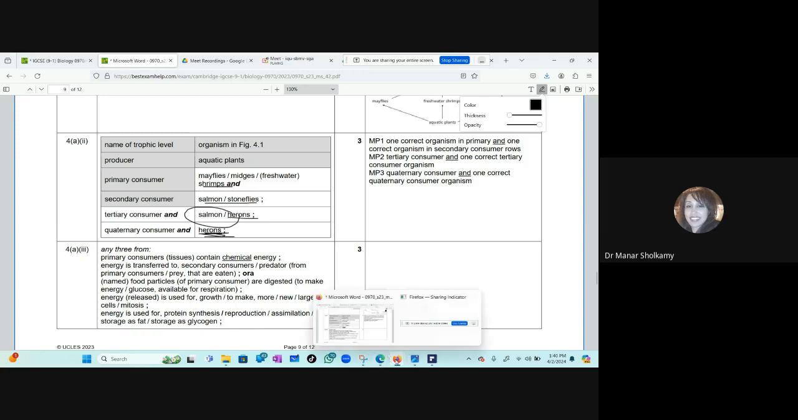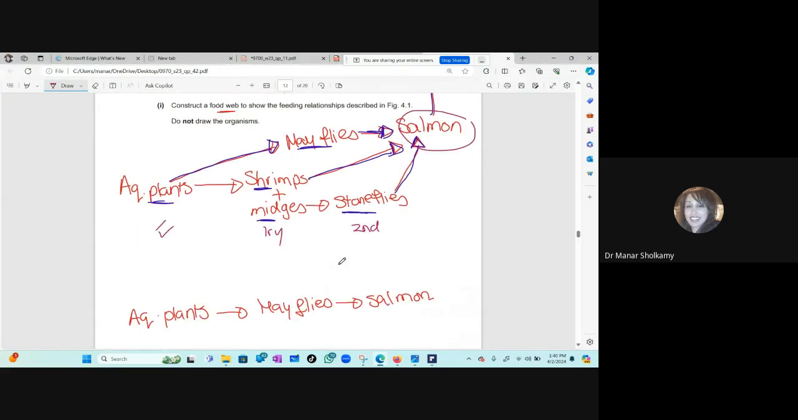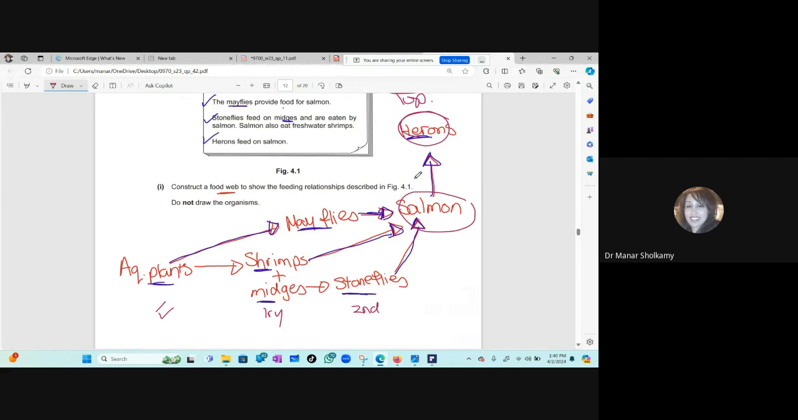Who did not understand this question? This question is not easy. Always there's a question that is tricky. So this question, in my opinion, if you don't know how to draw the food web, you will not get it. This is the producer, primary consumer. Also, the mayfly can be a primary consumer. Stonefly, secondary consumer. Salmon, the tertiary consumer. And the herons is the top consumer. Any questions? Do you want me to repeat it for you, or is it clear?